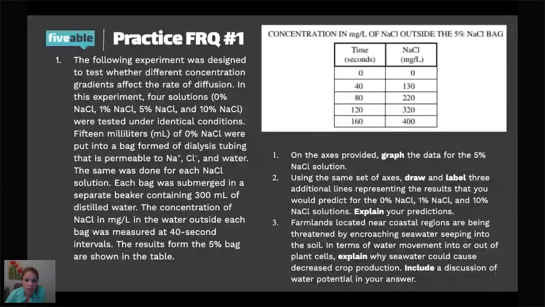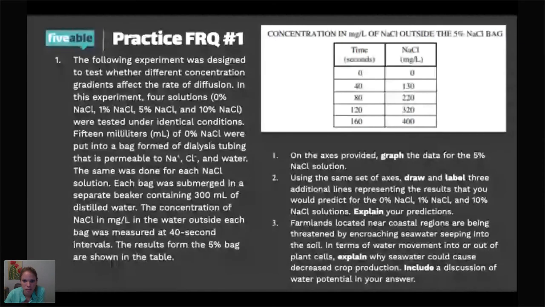15 mL of 0% NaCl were put into a bag formed of dialysis tubing that is permeable to sodium chloride and water. The same was done for each NaCl solution. So all 4 solutions have their own little baggie with 15 mL. Each bag is submerged in a separate beaker containing 300 mL of distilled water. The concentration of NaCl in milligrams per liter in the water outside the bag was measured at 40-second intervals. The results from the 5% bag are shown in the table. So this is our 5% bag, and this is how much NaCl was outside the bag.